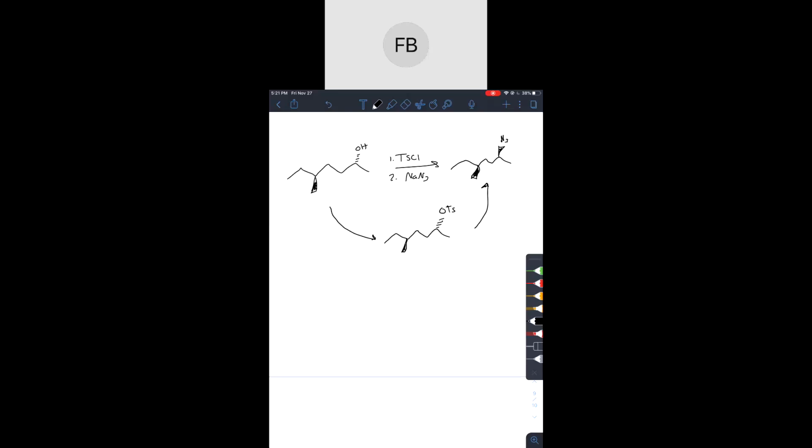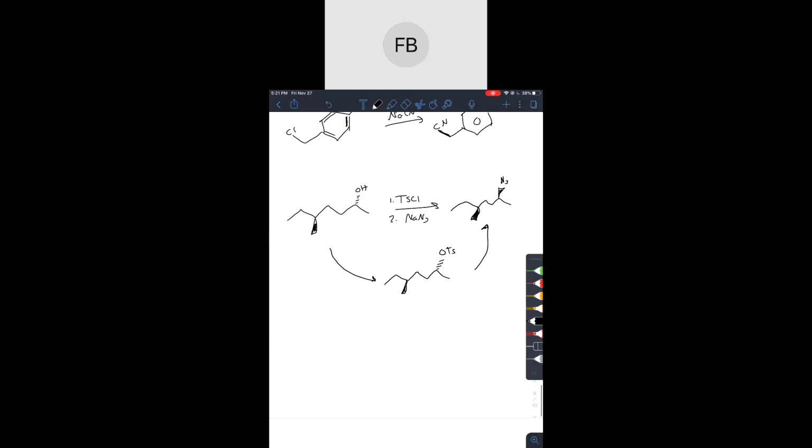It's important to make sure that your stereochemistry changed. So I just changed it from down to up. But then I would recommend checking real quick whether this actually changed. So this is R and this is S. So we're good.